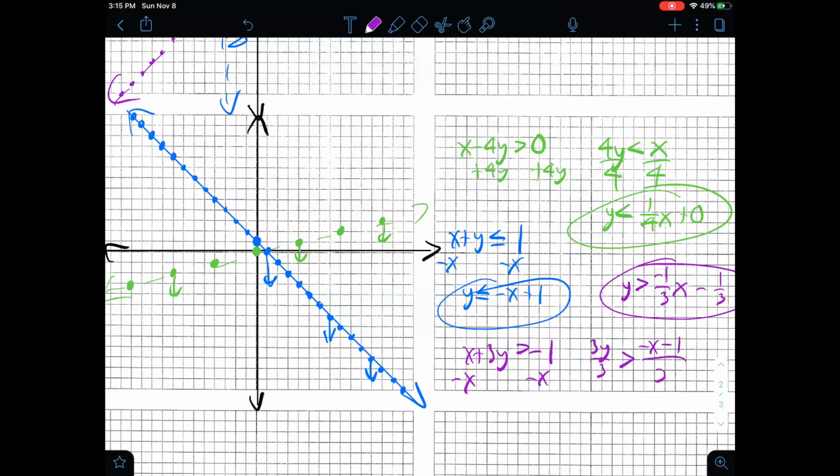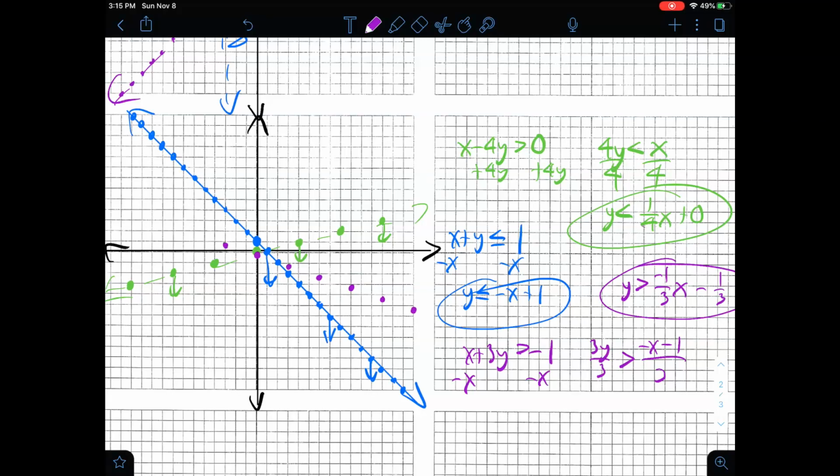Then we have the purple one, which is really tricky. We got y is greater than -1/3 x minus 1/3. So we're going to go down 1/3, put a point. Then we're going to go down 1, right 3. Down 1, right 3, repeating. It's good that it's 1/3 and not something crazy. So we're 1/3 below where we normally would be if we were graphing a line, basically.